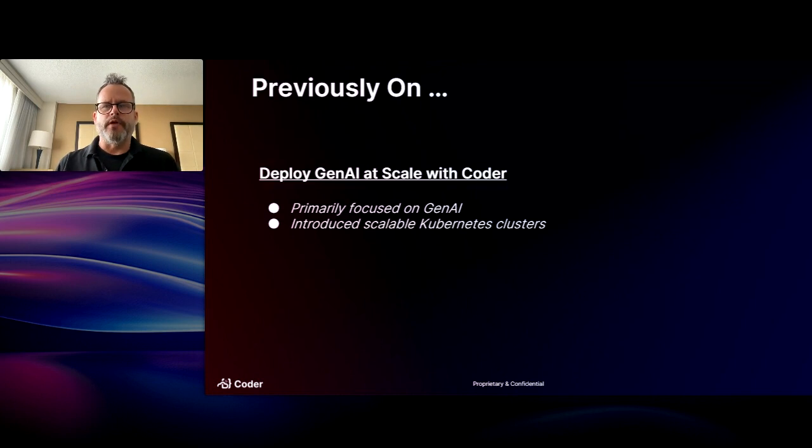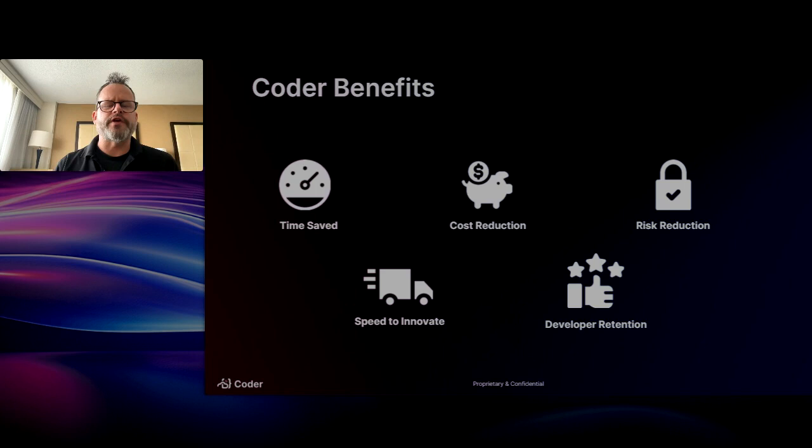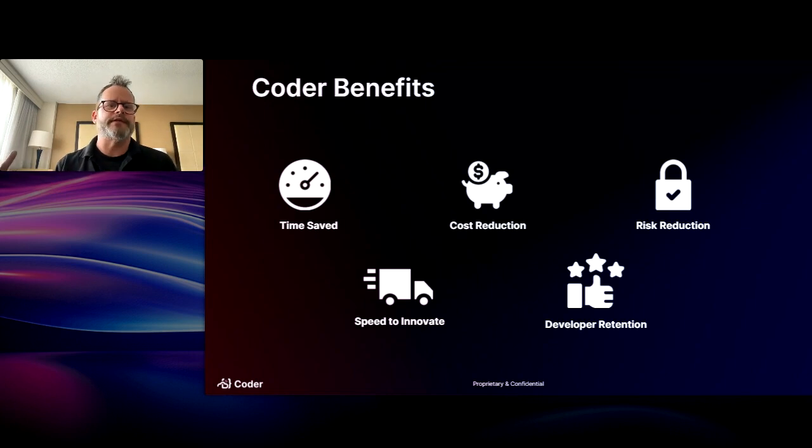If you were on our webinar last month where Rob and I talked about deploying Gen AI at scale with Coder, that was more about deploying the Gen AI plugins like Copilot and things like that. We have a blog series that has Gemini and Copilot in it. So that was more on the user side, although I did introduce the idea of using scalable Kubernetes clusters with GPUs enabled during that one. I didn't go into a lot of depth, but that's what today's about.